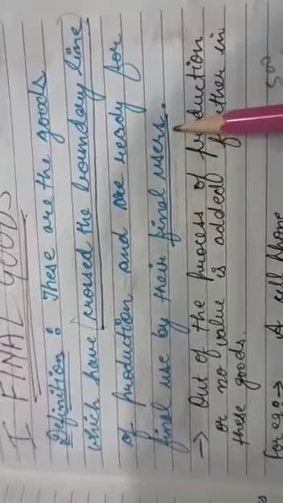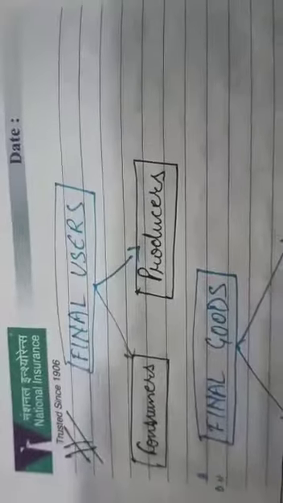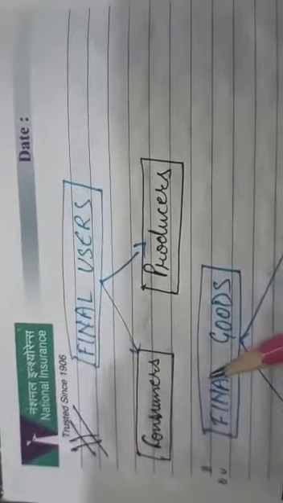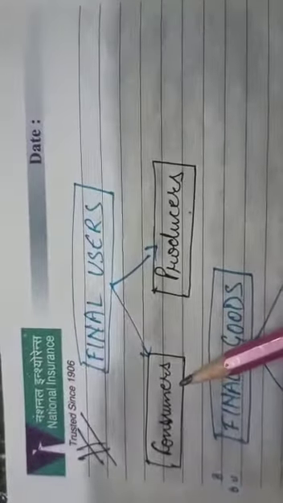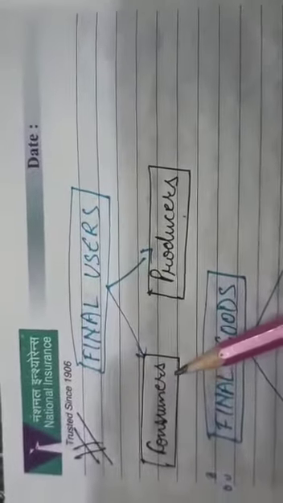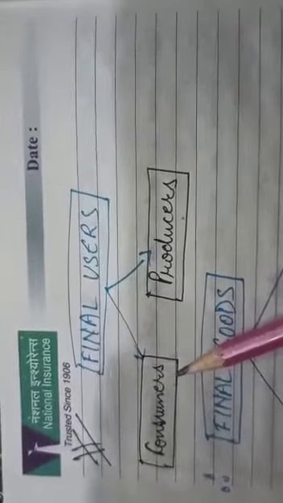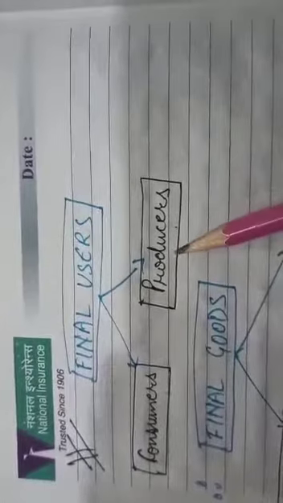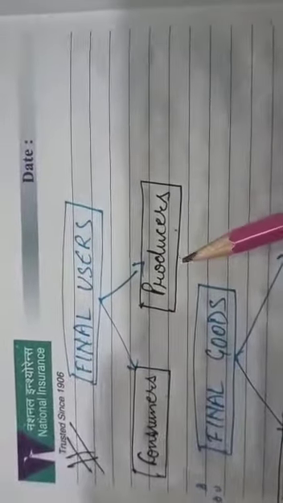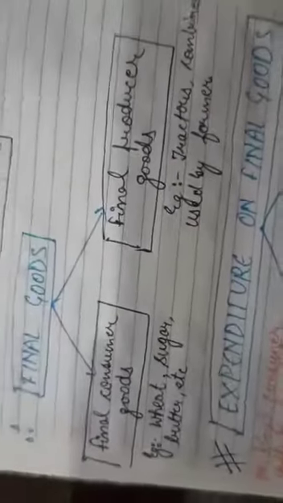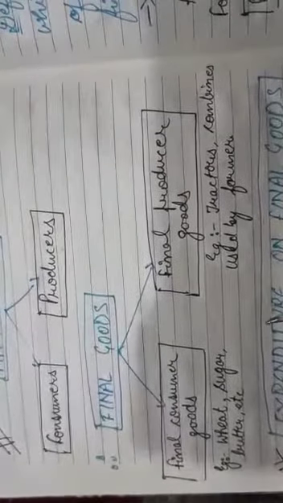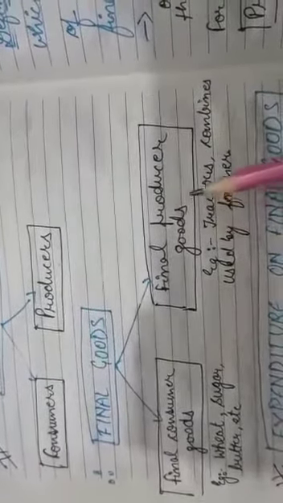Now who are the final users? Basically, final users can be divided into two parts, that is, the consumers and the producers. Now who are the consumers? Consumers are like us who consume various goods on a daily basis for satisfying their wants. On the other hand, the producer wants the final goods for further production activity. Therefore, we can classify the final goods on the basis of final consumer goods and final producer goods.